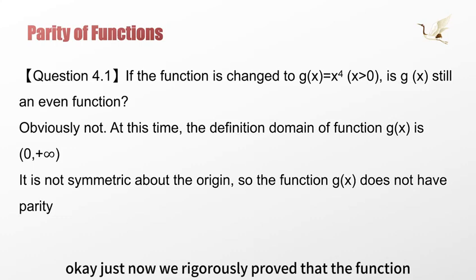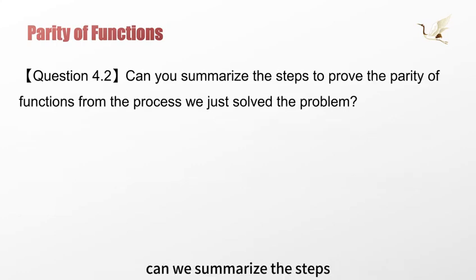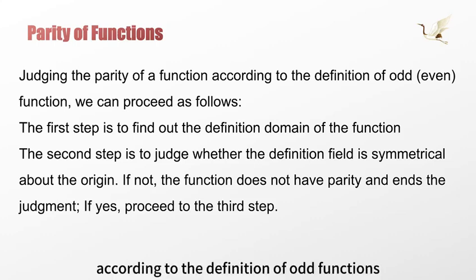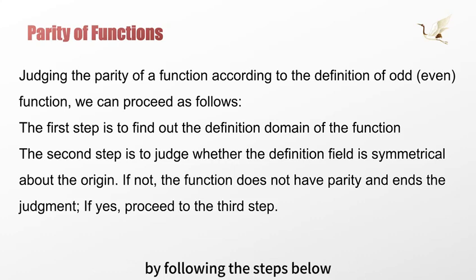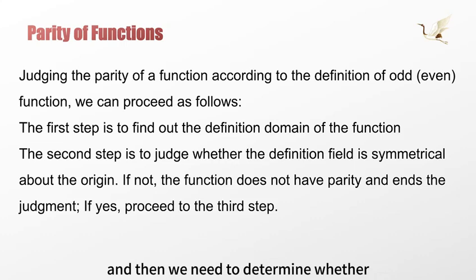Okay, just now we rigorously proved that the function f(x) equal to x to the fourth power is an even function. Can we summarize the steps to prove the parity of a function from the process of solving the problem just now? Let's take a look together. According to the definition of odd and even functions, we can determine the parity of a function by following the steps below. The first step is to find the domain of the function, and then we need to determine whether the domain of the function is symmetric about the origin.